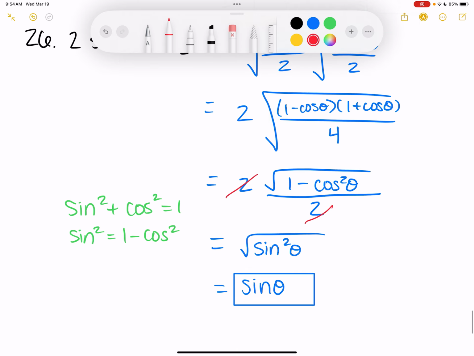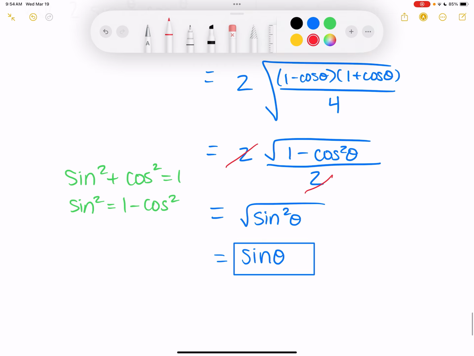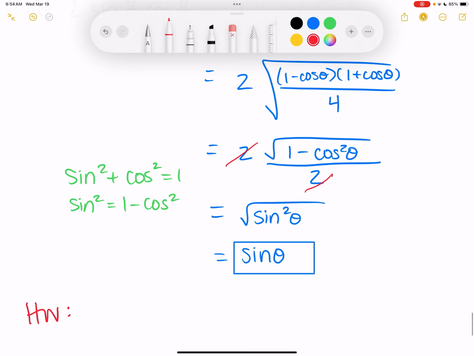All right. Any questions? All right. Problems then are 19, 21, 23, and 25.